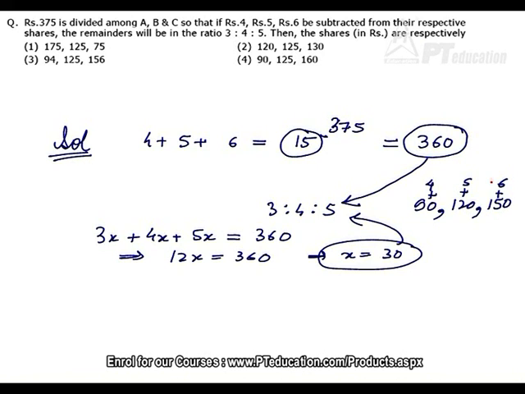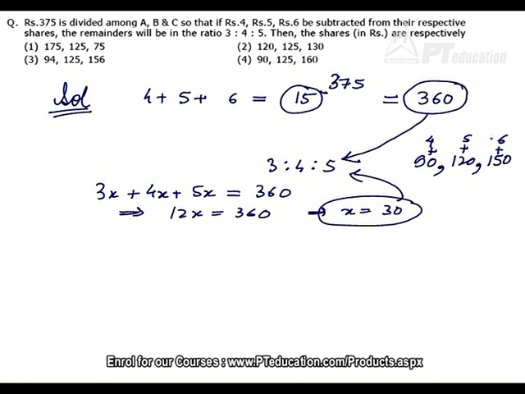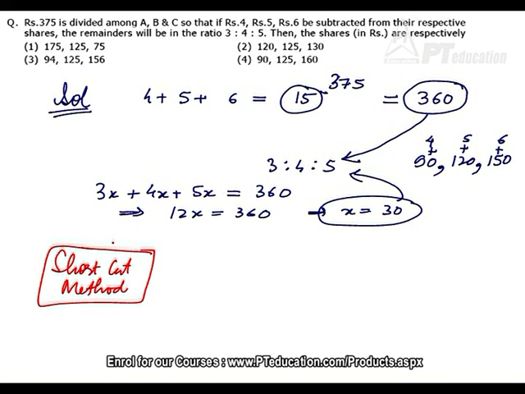Let us see the options. Do we have any option like this? 94. Yes, we have option 3. Option 3 has to be correct. 94, 125, 156. That is the answer. Option number 3. I hope this solution was clear. But once again, we have this habit of trying to find a shortcut. Let's see if a shortcut method exists for this question also.